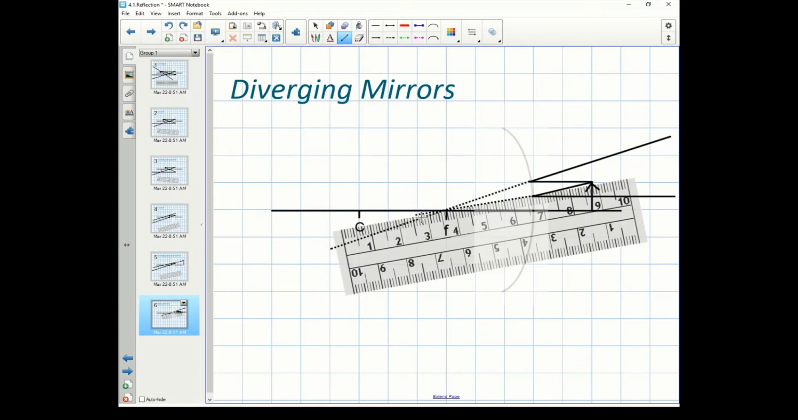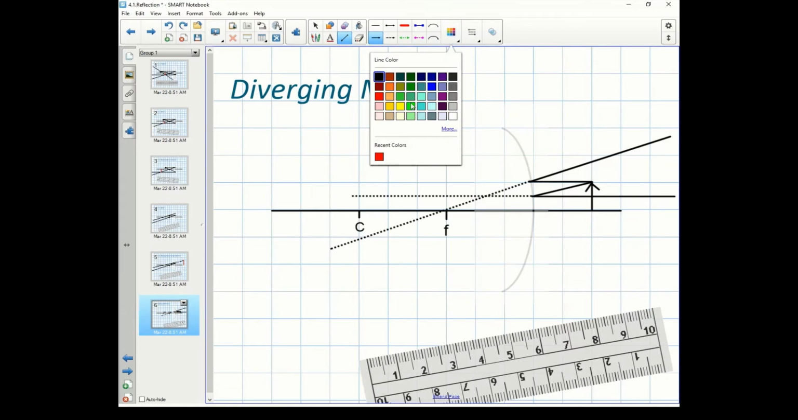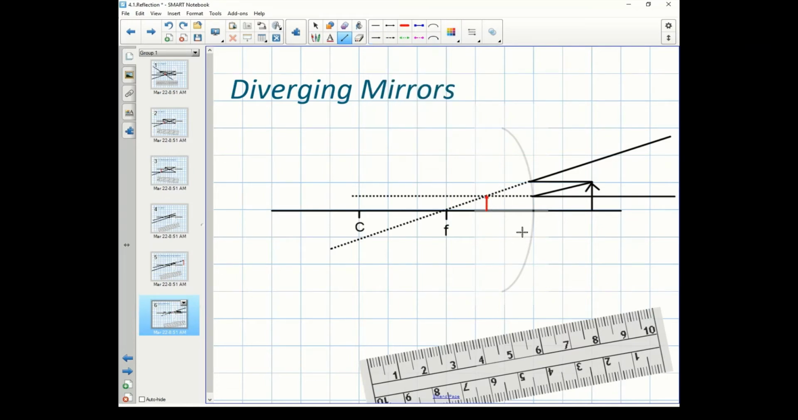Oops. Sorry, I want to extend the other line. I want to extend the reflected line right there. So I'm going to extend the line of the reflected ray like that, and that's good enough. So we call it a diverging mirror because we can see our two actual rays here diverge. They go away from each other. They're not going to meet up here. But what we do produce is an image where those two lines meet up right here.